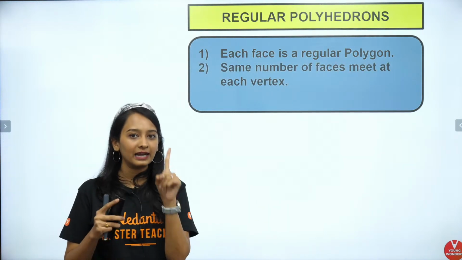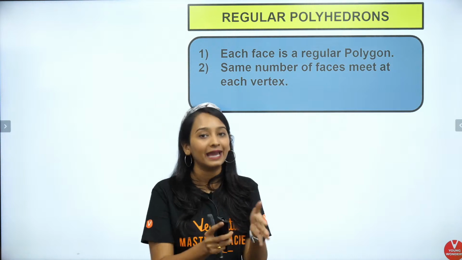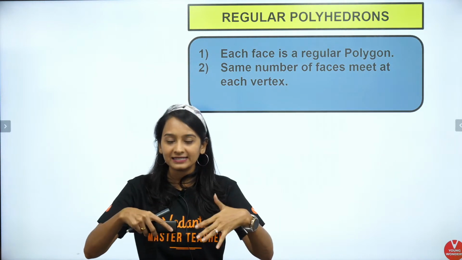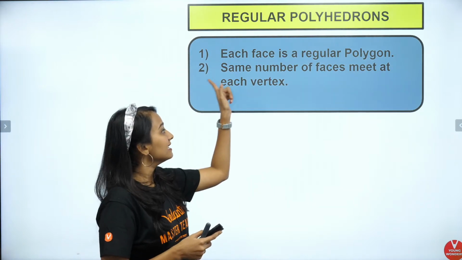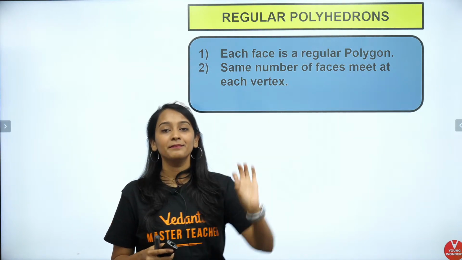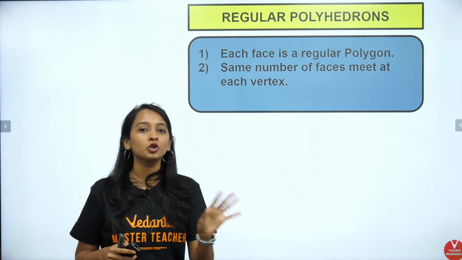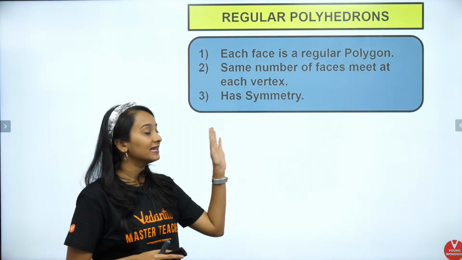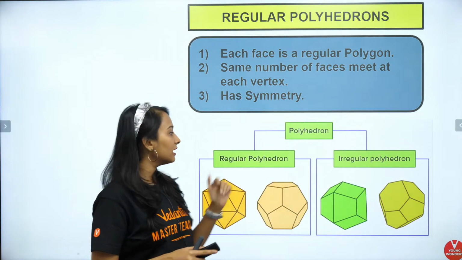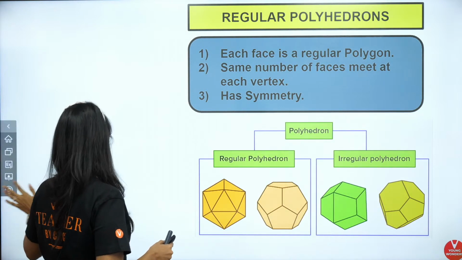So the first criteria of a regular polyhedron is जो भी उसके faces है, all of them are made up of regular polygons and the same number of faces meet at each vertex. So what do I mean by that? I'll show you with an example. And the third one is it has symmetry. So now let's look at the regular polyhedrons here.